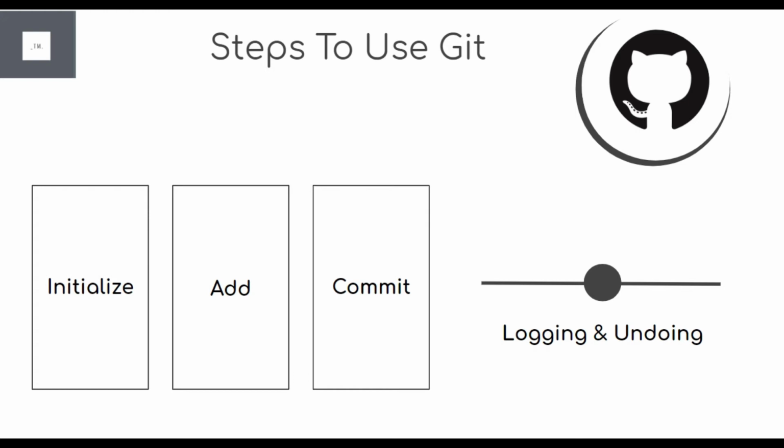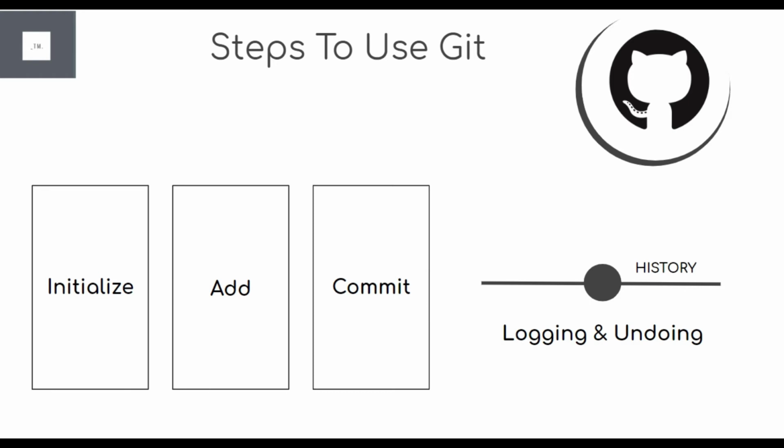You will see the commit history, how many commits you have made, and what those commits were. You can do that by logging. And if somehow you made a mistake and you want to undo things, you can do that as well. Don't worry, I'll show you how you can initialize a project, how you can add it, how you can commit, and how you can log and undo things.